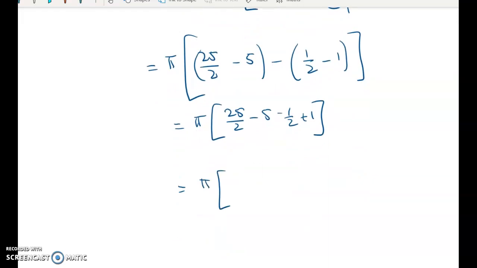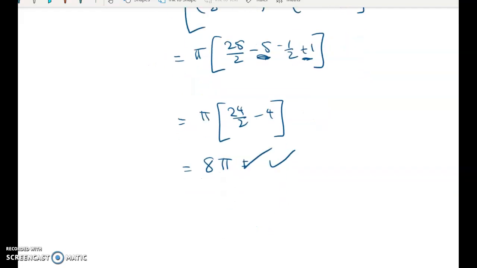I've got pi into 24 on 2 minus 5 plus 1, which gives me minus 4. So 12 minus 4 is 8. So my final answer is 8 pi, which is a good final answer. Or I could do 25.1. It'll be units cubed, whatever the units are.